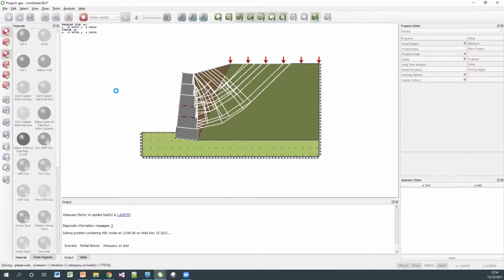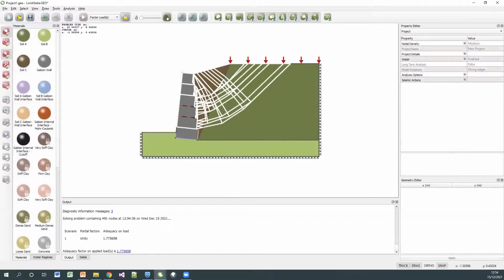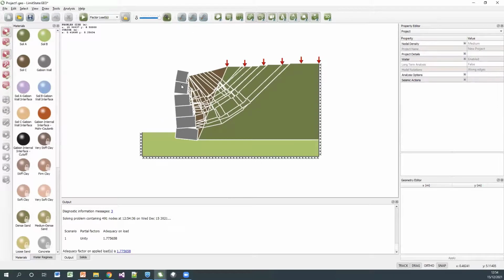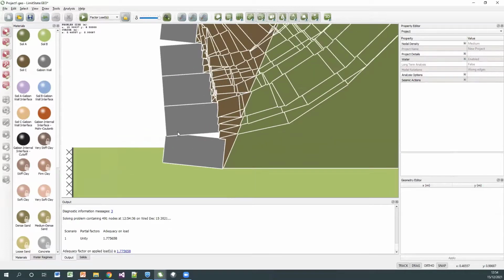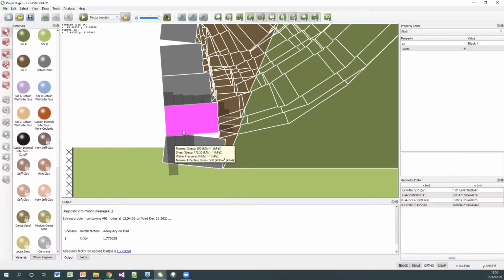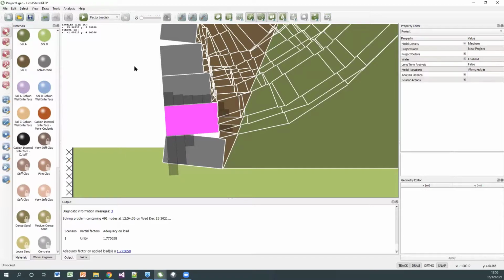And if I solve, the mechanism looks the same, but when I animate, you can see that I'm actually getting rotational failures in the failure mode. And the adequacy factor has gone up because I've made the interface strength stronger, but the failure mode has changed. It's easier to fail by rotation. Now you can see that there is quite a bit of crushing going on at the edges in this case.